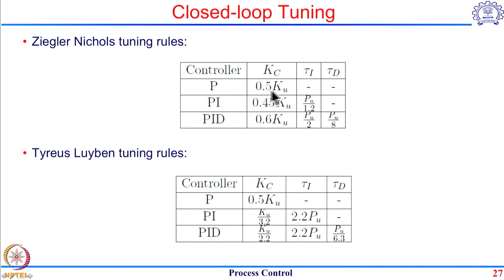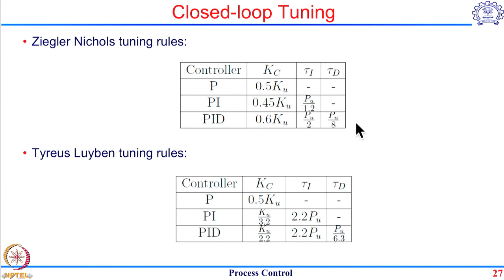This is 0.5 times Ku. Ku represents the stability limit, so you cut it down to half. So, your proportional controller is operated halfway from the stability limit. This will ensure that the system would be stable. The PI controller has an even slightly lower gain than that, and this is how the integral time constant is related.